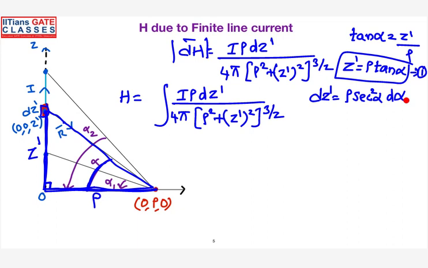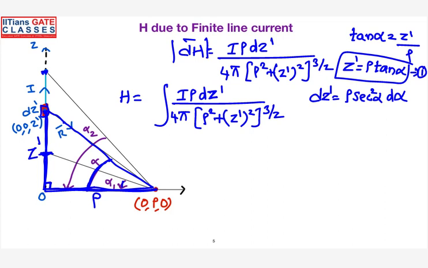So I was converting the variable z in terms of angle. It is very easy for me, because once you convert z into angle, when you are integrating it, you can integrate from the lower angle to the upper angle. Lower angle is alpha 1 and upper angle is alpha 2. So I was doing the transformation of the variable by using this trigonometry.